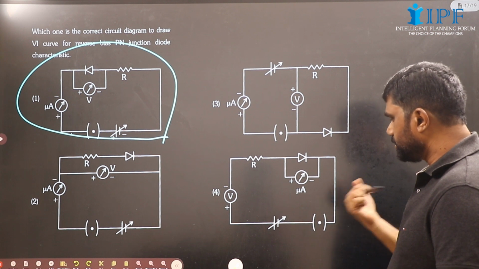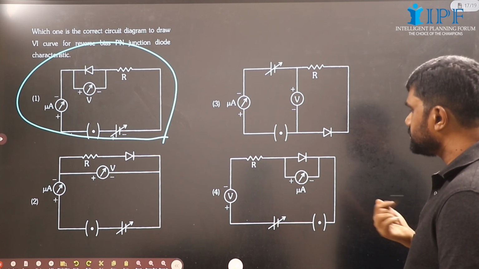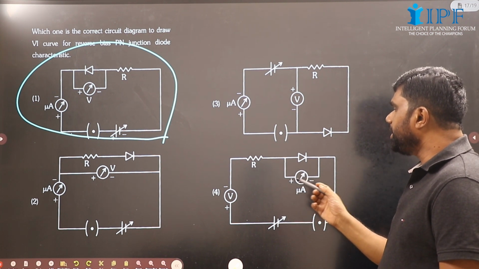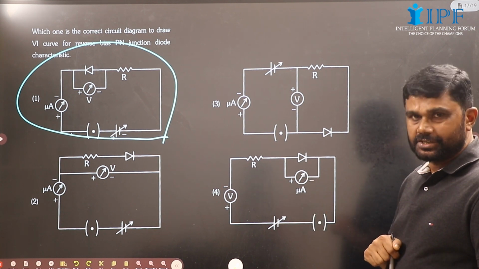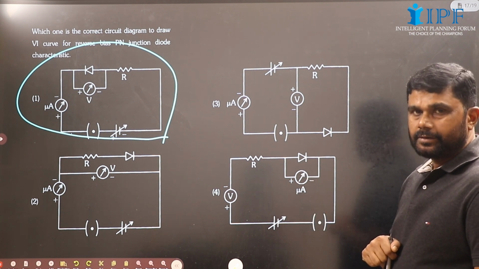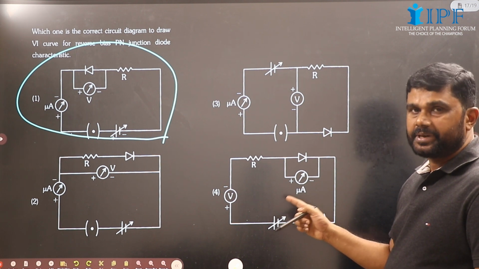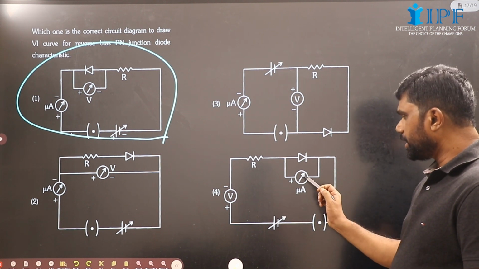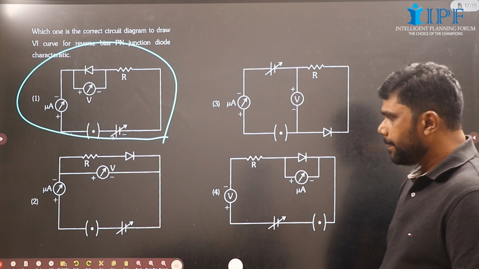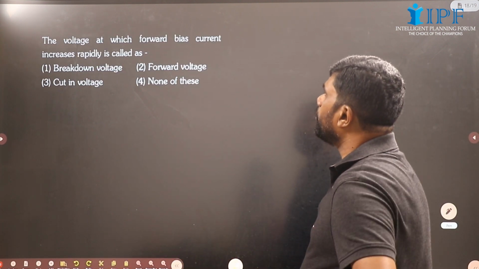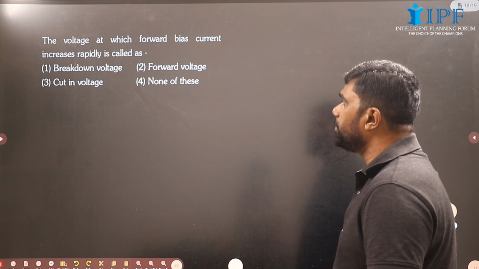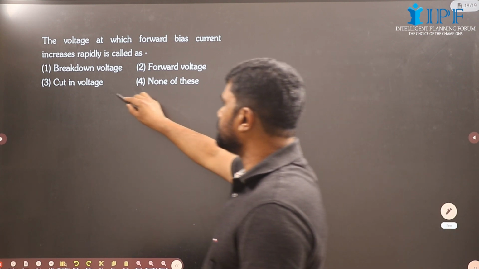Okay, and what is the problem here? Here, see, this ammeter is connected in parallel to the diode. Voltmeter is connected in series. Okay, this is not the right way to connect the voltmeter and ammeter. Voltmeter should be connected here and ammeter here. Okay. Now let's see, the voltage at which forward bias current increases rapidly is called cut-in voltage.